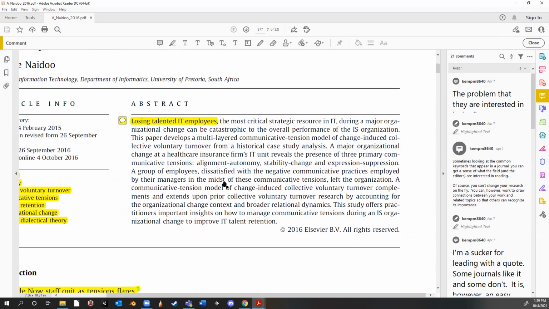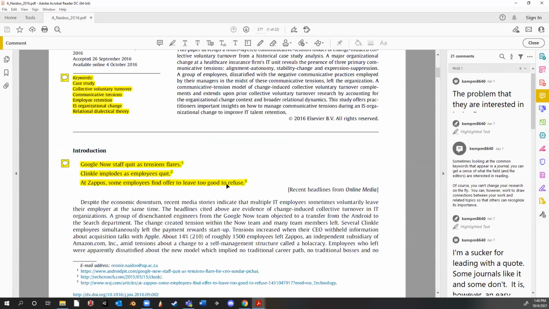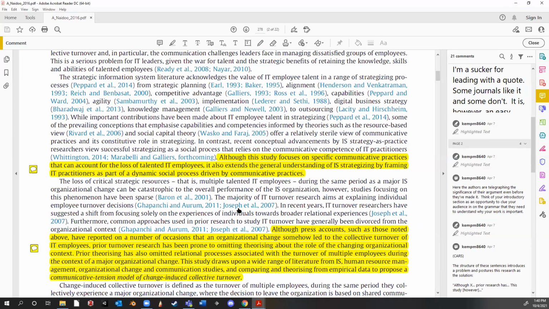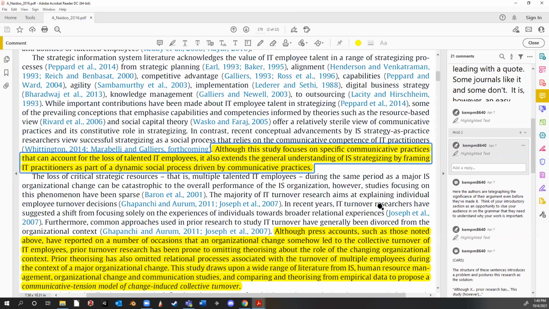What I want to focus on, though, is after that abstract, in the introduction of the paper, on page 278 of the Naidu article. They have this framework here, where they say, although this study focuses on specific communicative practices that can account for the loss of talented IT employees, it also extends the general understanding of strategizing by framing practitioners as part of a dynamic social process. This is essentially this article calling its shot. The authors are saying, hey, this is what we are doing in the article.